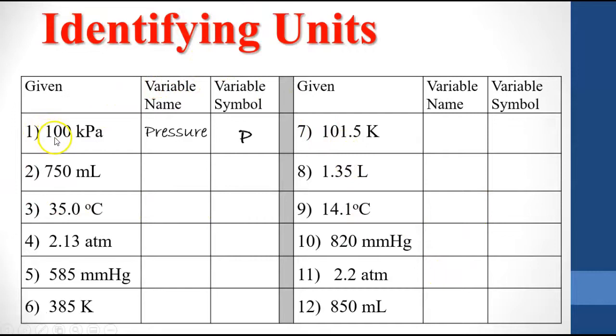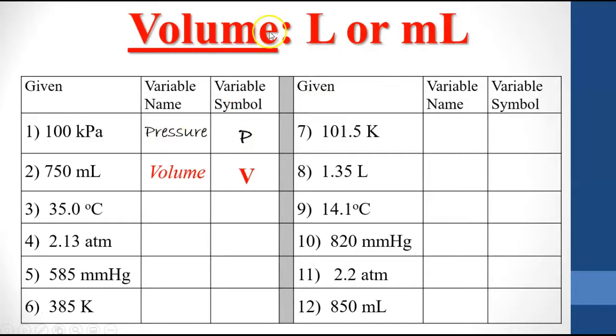So this example that I have is 100 kilopascals, kPa, and I've already filled in that that's a pressure, and we give it the variable capital P. So volume, you will know that it's a volume value if it's in the unit liters or milliliters. So I've done this first one, 750 milliliters is my units helping me know that this is a volume, and we use that as a capital V in our math work.